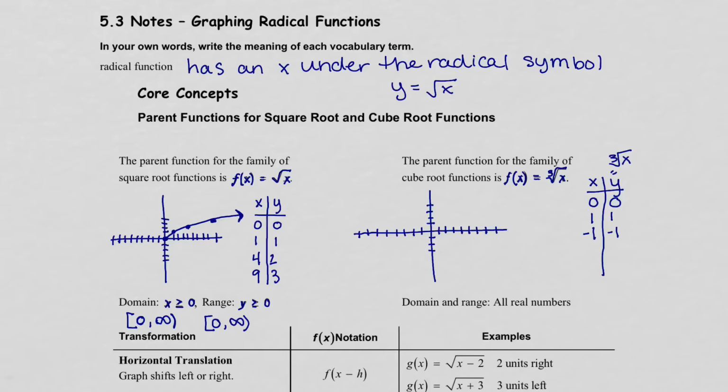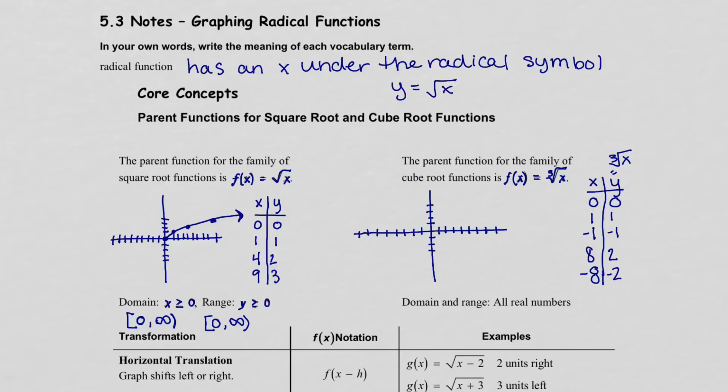Okay, and then again, we're going to skip over to a nice pretty number, and let's say 8. So the cube root of 8 is 2. But we can also do -8, which gives us a -2, because -2 times -2 times -2 yields -8. Okay, so let's graph that.